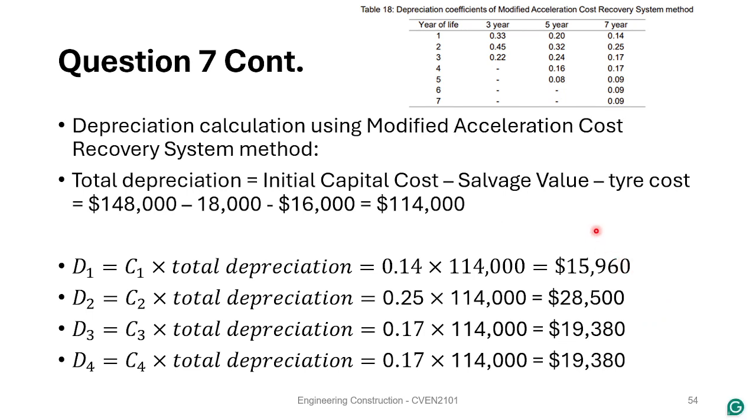So next we have this modified accelerated cost recovery system method. Here again we use another table. I hope you don't get sick of tables after this course, because you'll probably see a bit more in the future. But this one is much easier. You just need to calculate the total depreciation and then go C1, C2. You just go based off the numbers you have on here.